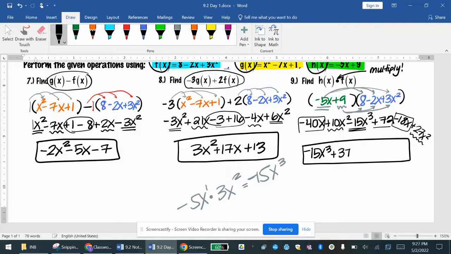Okay, so you should have 10x squared plus 27x squared is 37x squared. -40x minus 18x is -58x, and then 72.